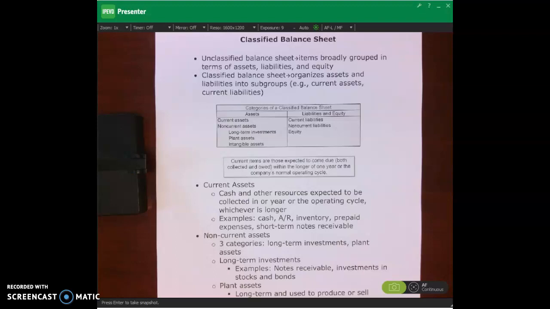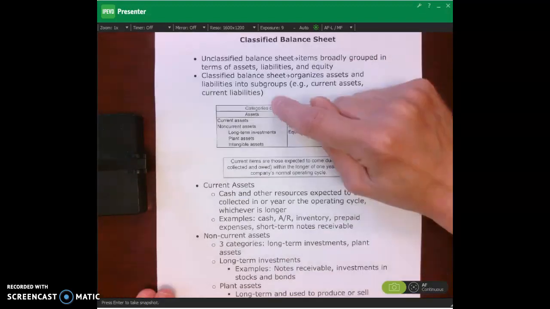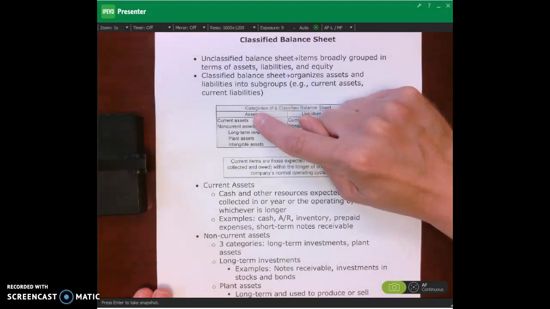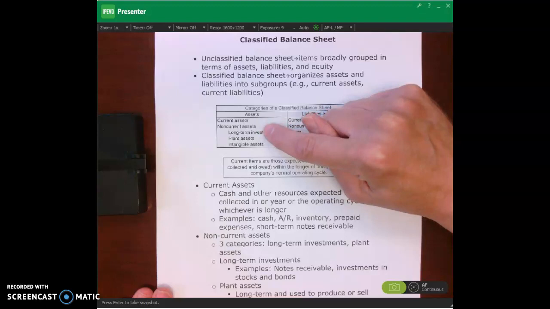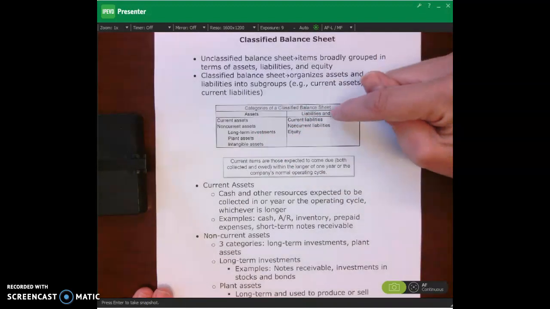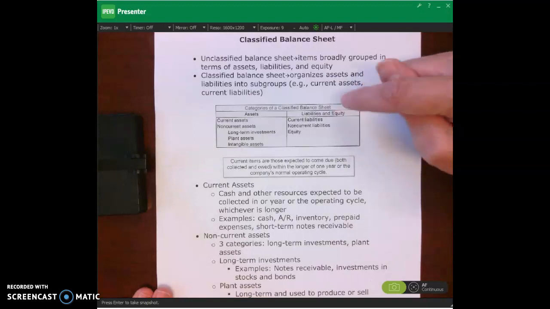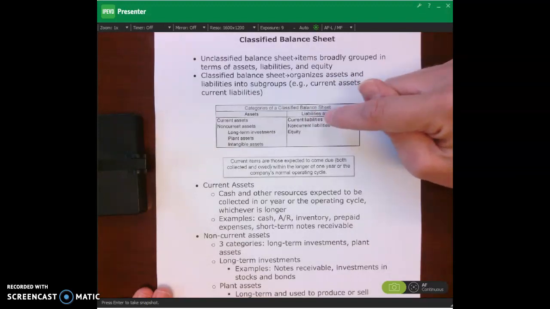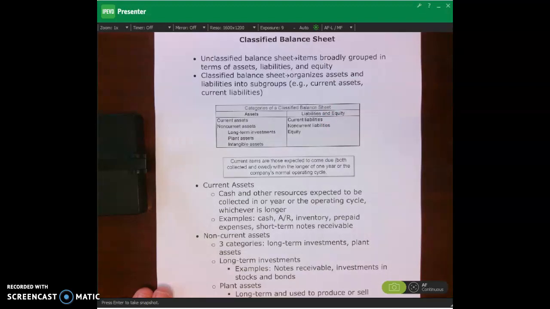With a classified balance sheet, we're going to organize our assets and liabilities into subgroups, okay? Specific categories. With the assets right over here, we have current assets and non-current assets. And under non-current assets, we have long-term investments, plant assets, and intangible assets. And with our liabilities and equity, we have current liabilities and non-current liabilities.